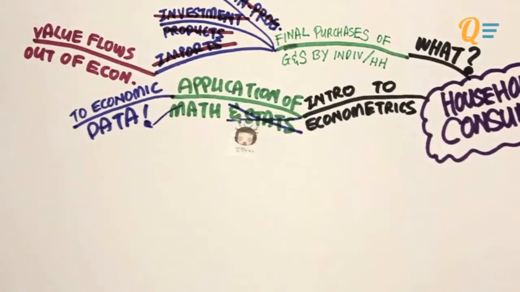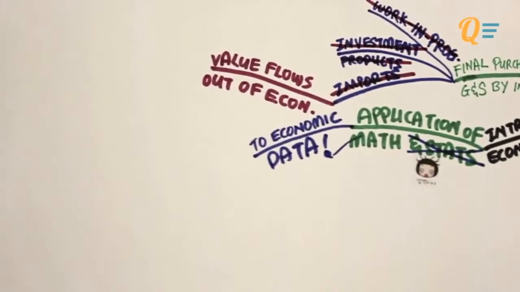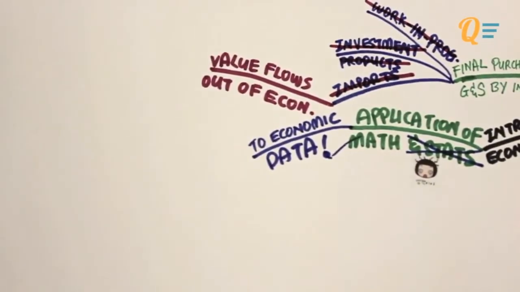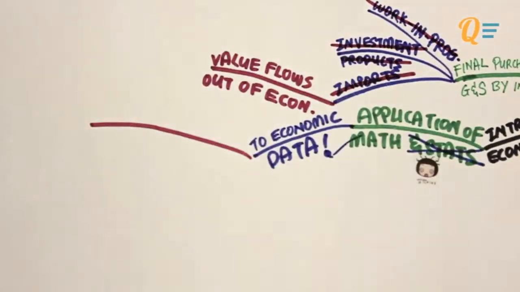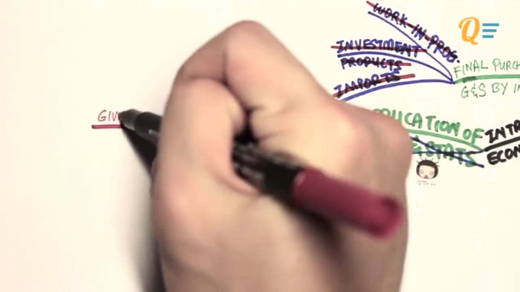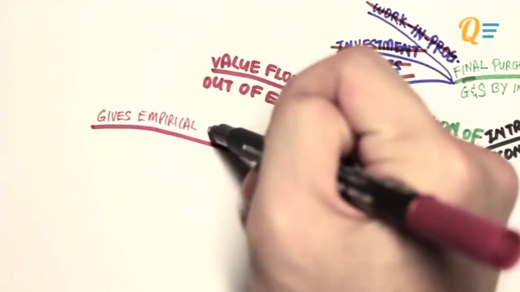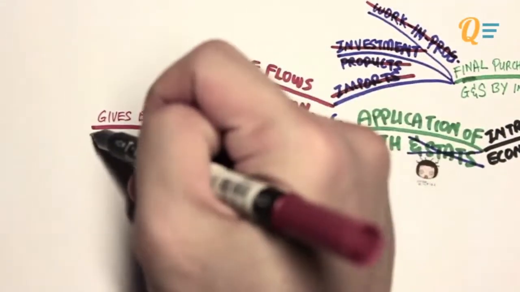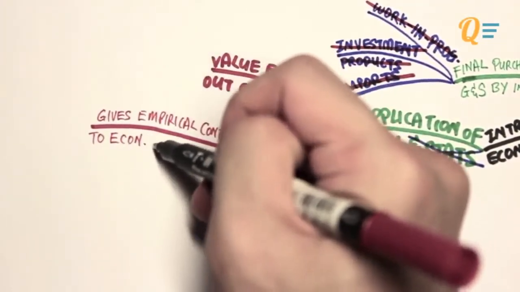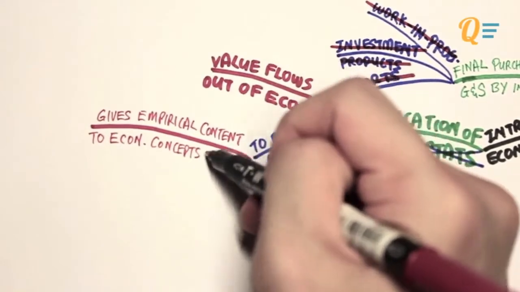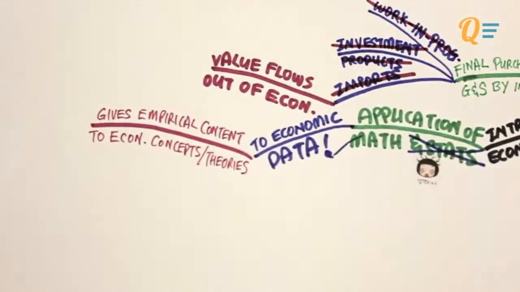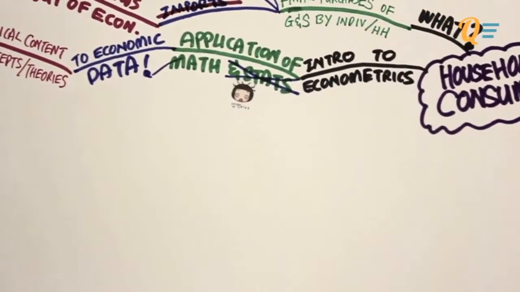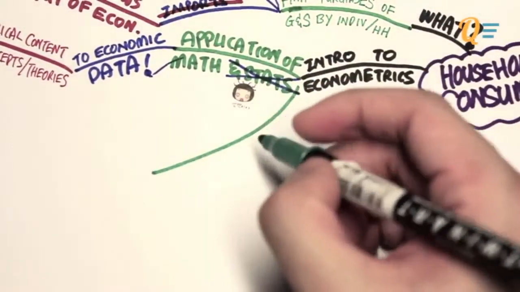There is a level 200 unit called Elements of Econometrics. So if you're interested, maybe you can choose that for your next year's units. So with econometrics, you actually give an empirical content to economic theory or concepts. So what this means in the English language is that you actually have some sort of numerical evidence to support certain economic concepts or theories.